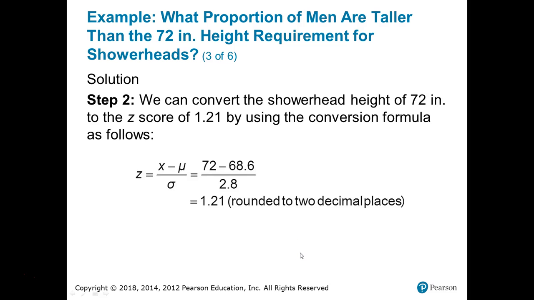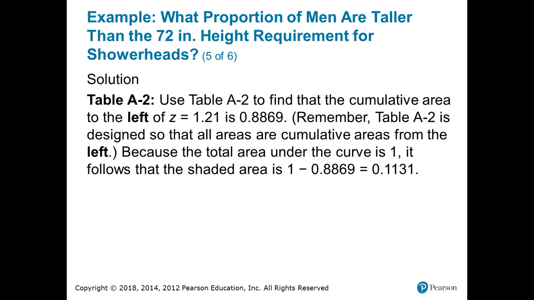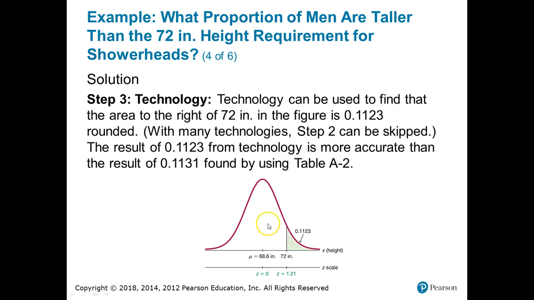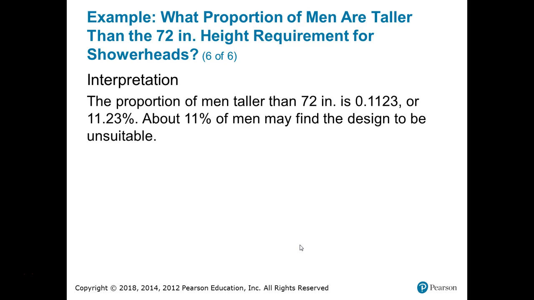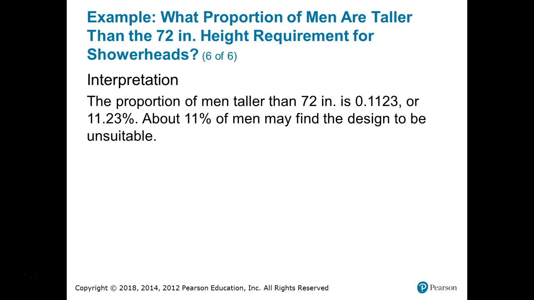So what do you have to do? You're going to have to figure out 1 minus that value. So the white shaded region is 0.8869, which would make the green shaded region 1 minus that, or 0.1123. So about 11% of men will find the design unsuitable.